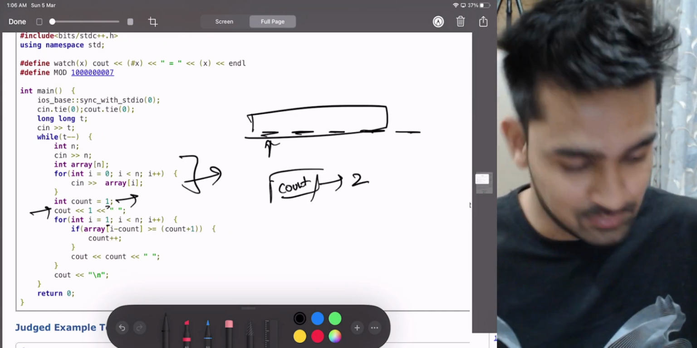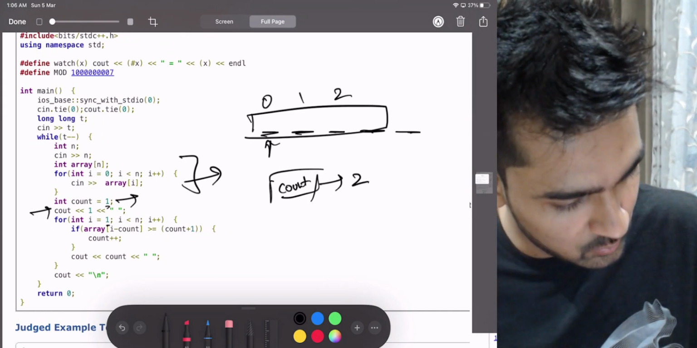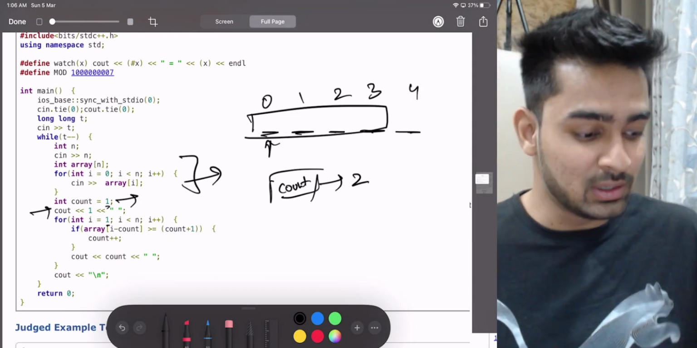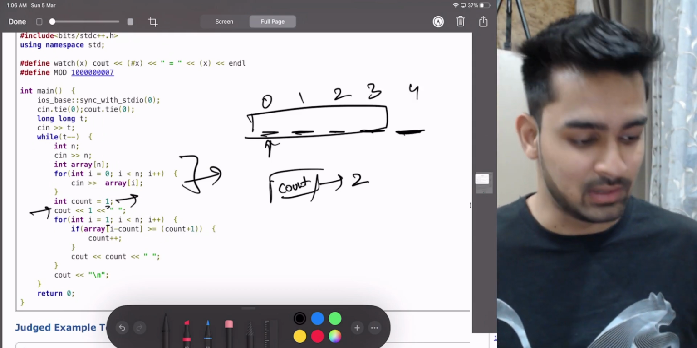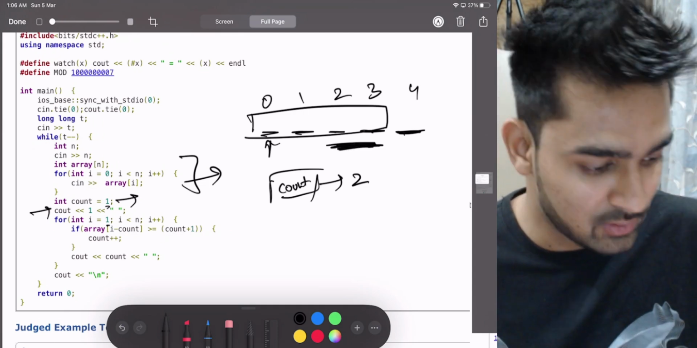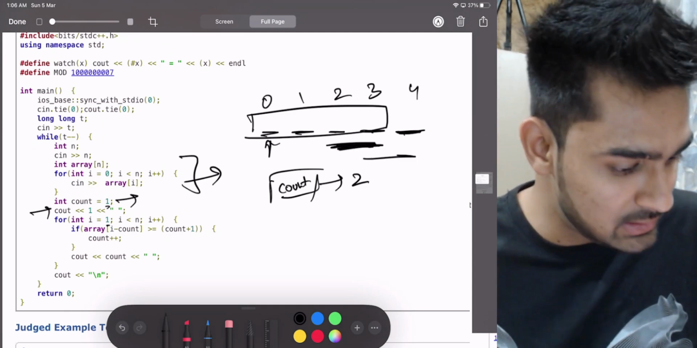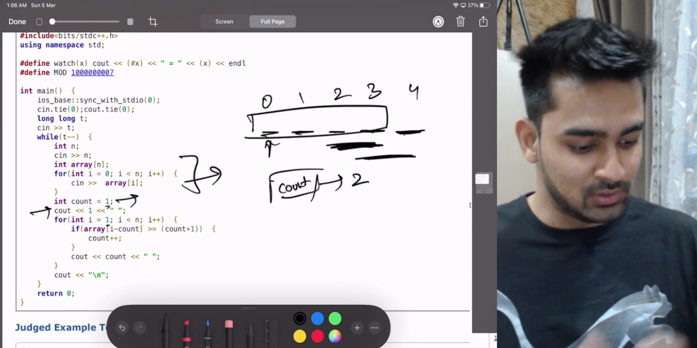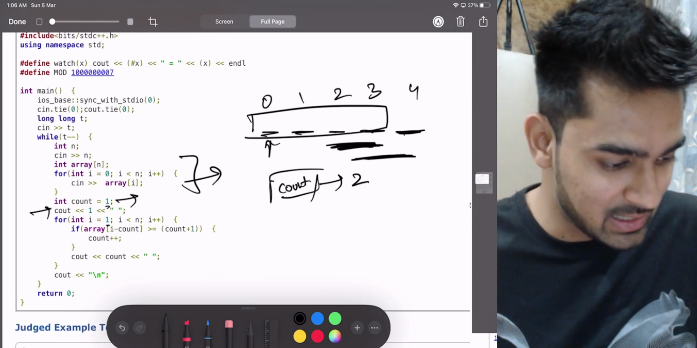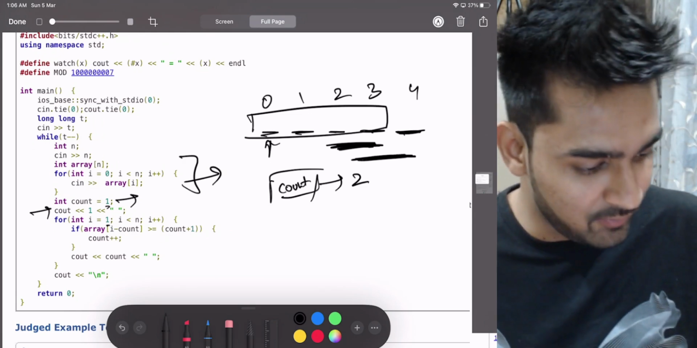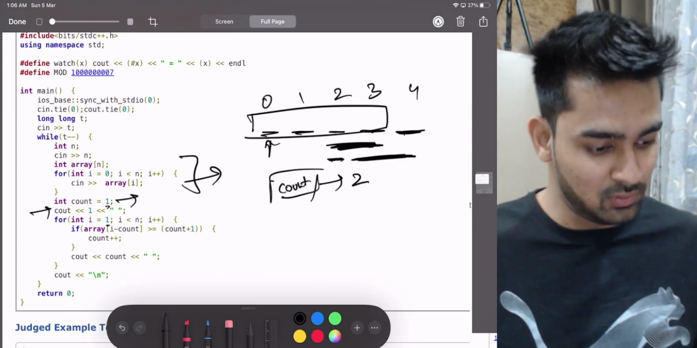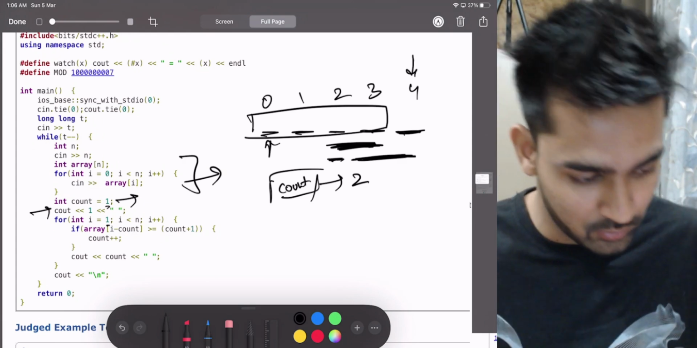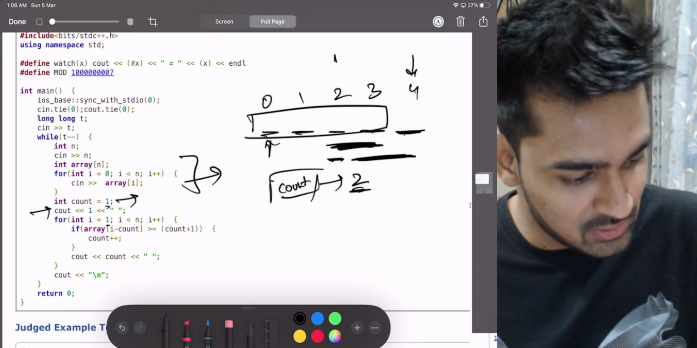Let's say my count was 2. This is 0, 1, 2, 3, and 4. When I have to consider the last value, my answer was coming from these two values. Now I know I have to take these two values for sure. I also need to check if I should take this one value. So my i is at 4, and 4 minus 2 is actually this index.